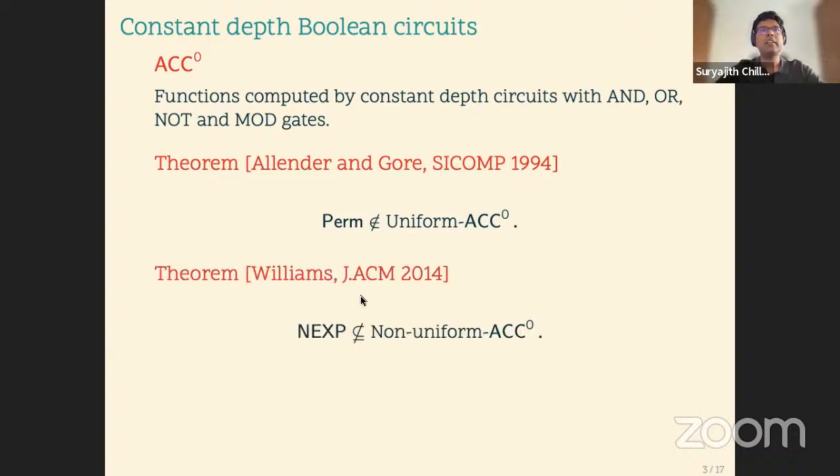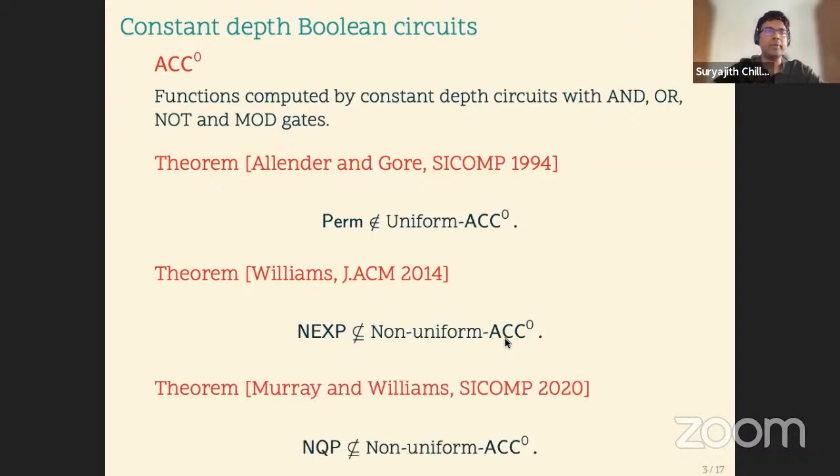And later Williams showed that there is a function in NEXP, non-deterministic exponential time, such that it cannot be computed by small non-uniform ACC0 circuits. So this was later improved to NQP. Now you may ask, in a uniform setting, a function which is in sharp P, such that it cannot be computed by ACC0 circuits of small size. Similarly, like the non-uniform setting, can you actually find a function which is in sharp P? So this is an open question.